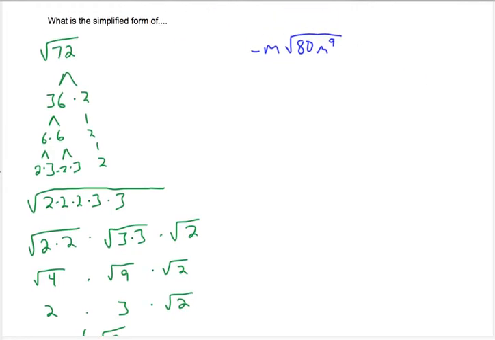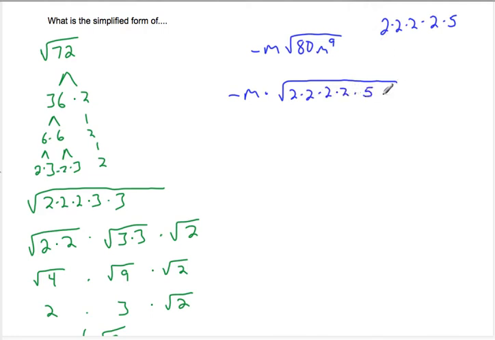Let's check out the blue one here. So if we're doing the simplified radical form of negative m times the square root of 80m to the 9th, first, this negative m is not in the radical, so we can just leave that out for now. And then we have 80, which is 8 times 10. So 8 is 2 times 2 times 2, and 10 is 2 times 5. So what we have here is 2 times 2 times 2 times 2 times 5.